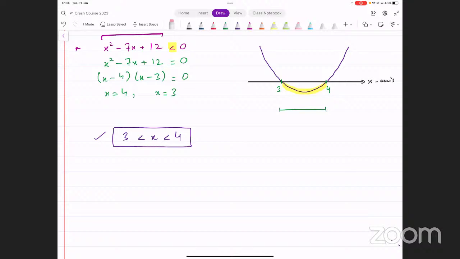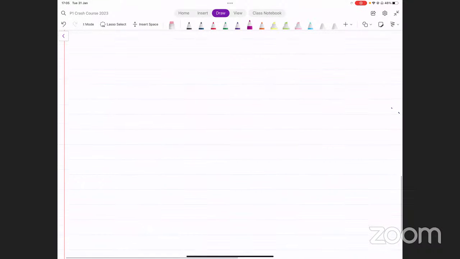So this is how we solve quadratic inequalities. I hope that makes sense. Let's take a couple of more examples on this, and then we'll do some practice questions. Let's say you have this inequality, 2x squared minus 7x minus 4 less than or equal to 0. Now you've got this inequality.